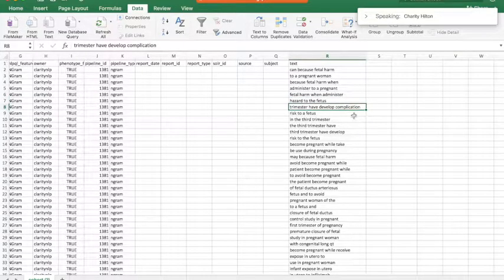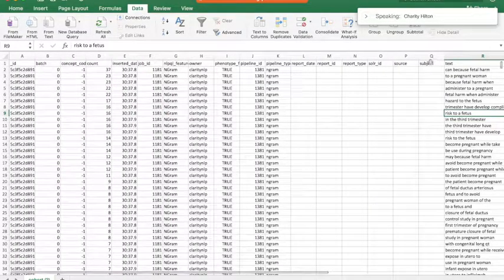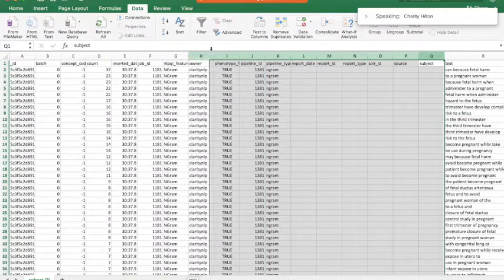Fetal harm when administered, hazard to the fetus. Trimester, have developed complications in the third trimester. So obviously, looking at things in the third trimester, specifically looking at the fetus. This is another way to look at it, and let's hide some of these columns.